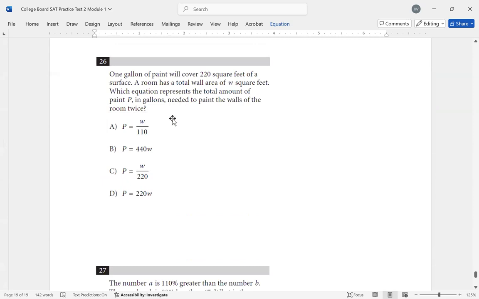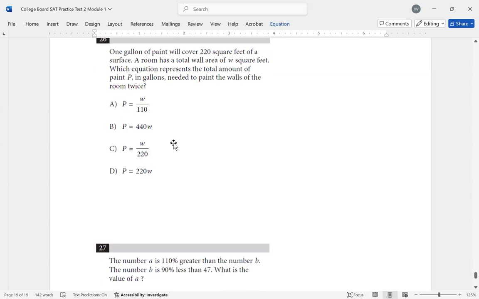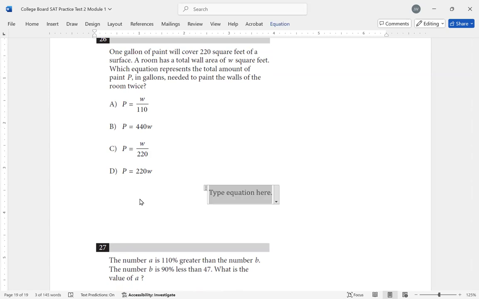Question 26 says 1 gallon of paint will cover 220 square feet of a surface. A room has a total wall area of W square feet. Which equation represents the total amount of paint needed to paint the walls of the room twice? Now, be careful about that. We need to paint the walls of the room twice.